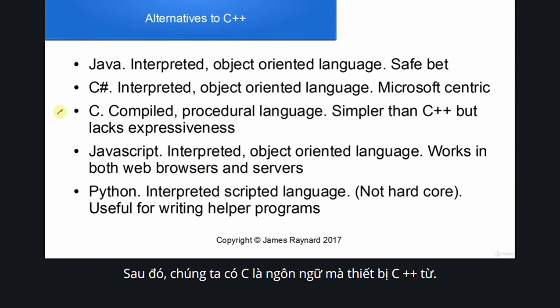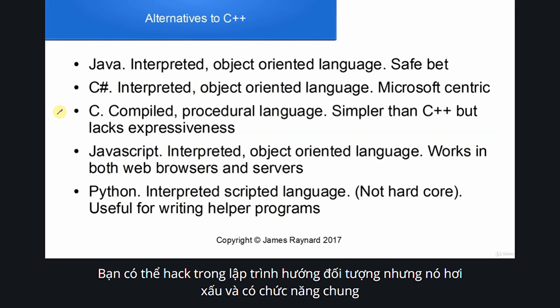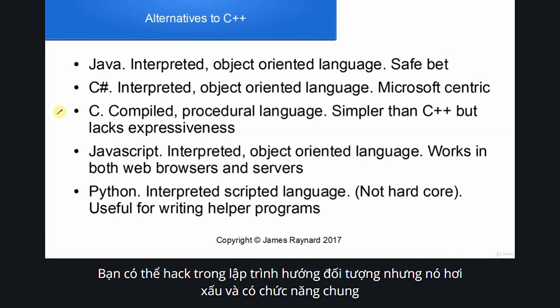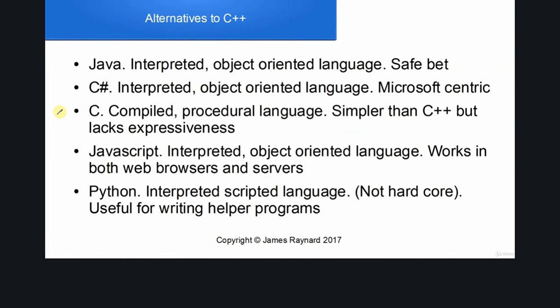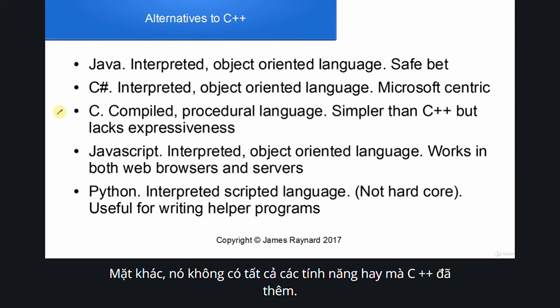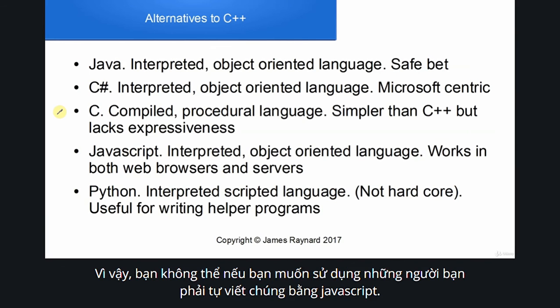Then we have C, which is the language that C++ derived from. It's also compiled and it supports procedural programming. You can hack in object-oriented programming, but it's a little bit ugly, and getting functional or generic is even harder. So it's a much simpler language than C++ because it doesn't have all the complications that C++ added. On the other hand, it doesn't have all the nice features that C++ added, so if you want to use those, you have to write them yourselves.